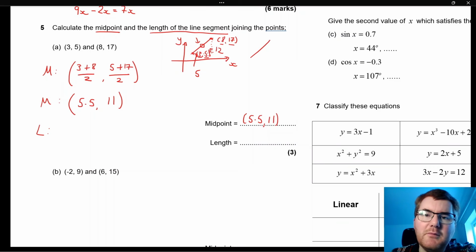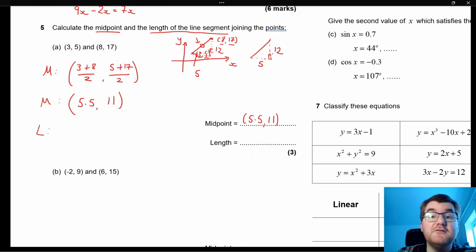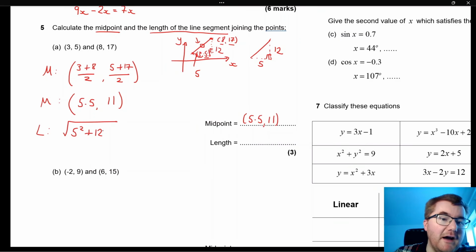So essentially, we want to work out this line, and we have a length down here of 5 and a length here of 12. We just need to use Pythagoras because remember, this is a right angled triangle. Now, I like to teach students to do this in one smooth calculation. So I teach them to do the square root of 5 squared plus 12 squared directly.